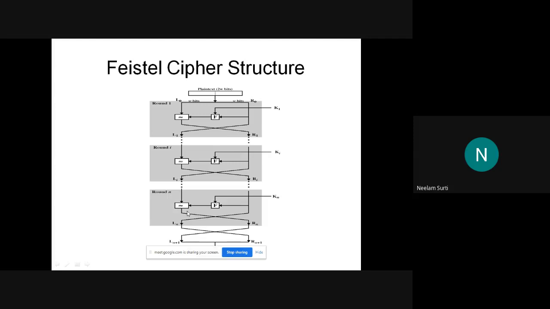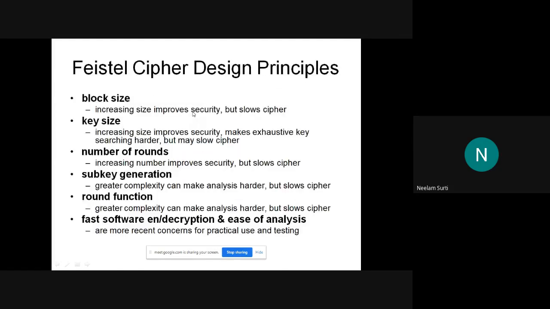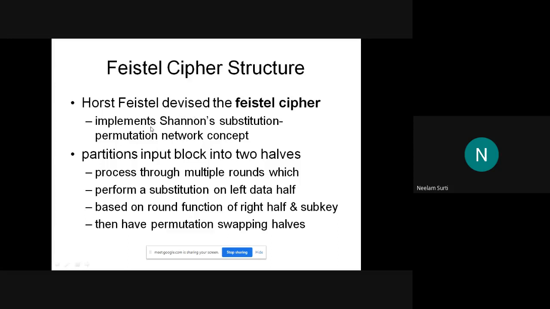So what does a single round of the Feistel cipher do? A single round of the Feistel cipher takes two things together. See the steps properly. Horst Feistel devised the Feistel cipher using the SP network proposed by Claude Shannon. Within that, you partition the input block into two halves. The input block is divided into two halves and processed through multiple rounds. You do not have a single round. How many rounds are there? There are multiple rounds. So n rounds are there.